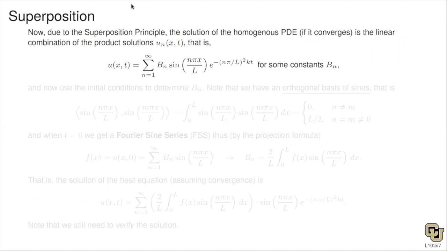So now, using superposition, we stitch together all of the product solutions. Remember that we have countably infinitely many product solutions, and any linear combination, that is any scalar times one, plus another scalar times the other one, and so on, is again a solution. So now here's the giant, mega solution.